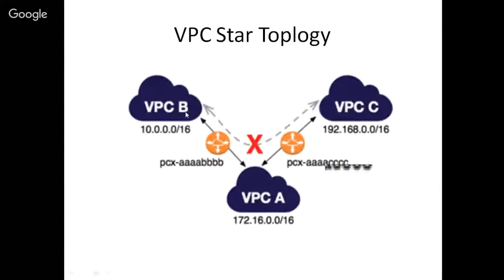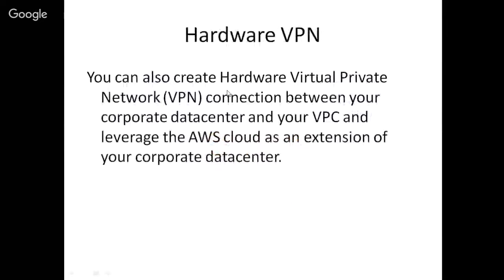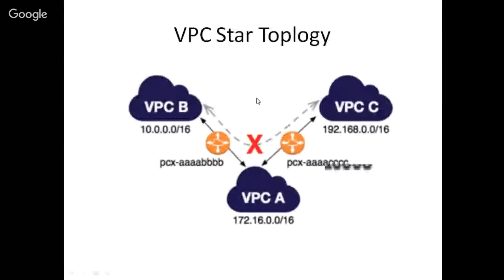So you have to create a new connection there. Okay, so you have to pair these two VPC to enable the communication between VPC B and VPC C. So there is no transitive connection allowed. Okay, I hope you understand this.